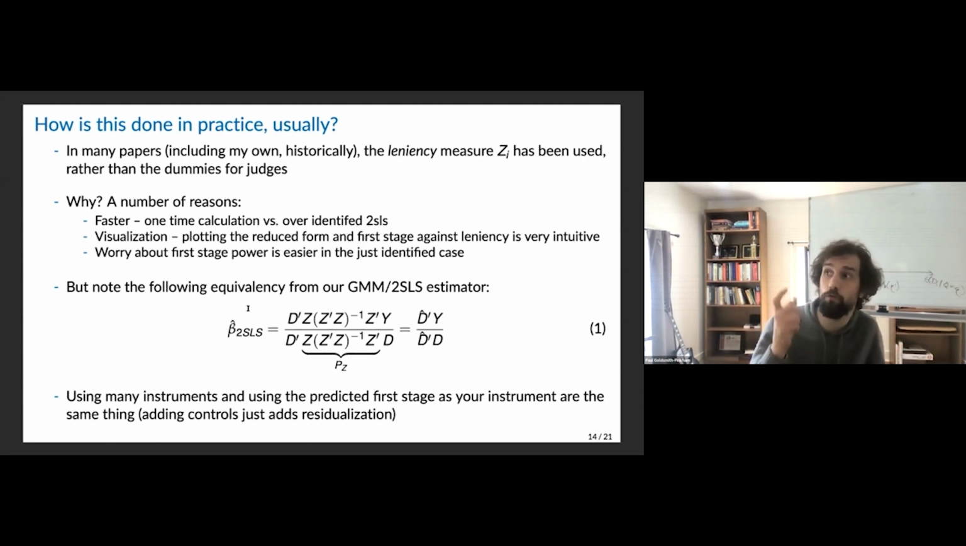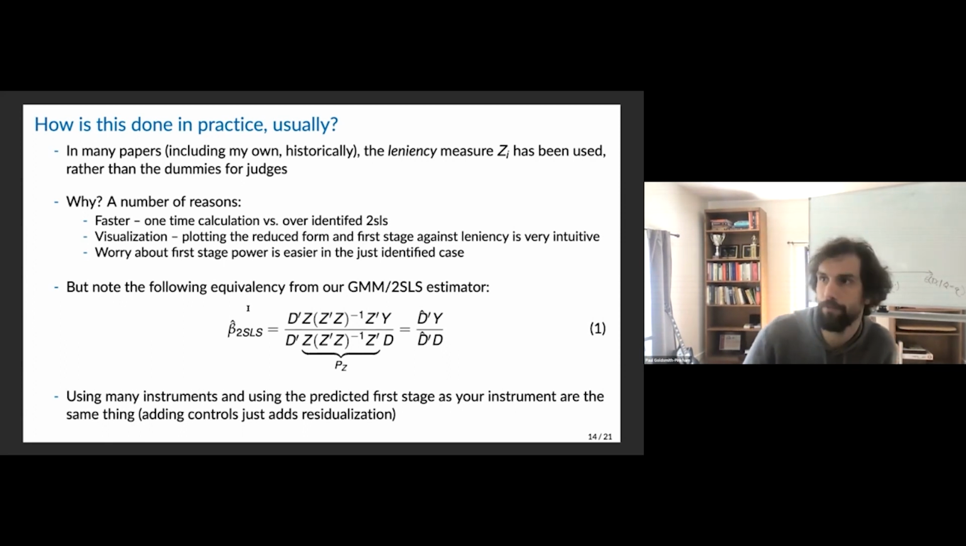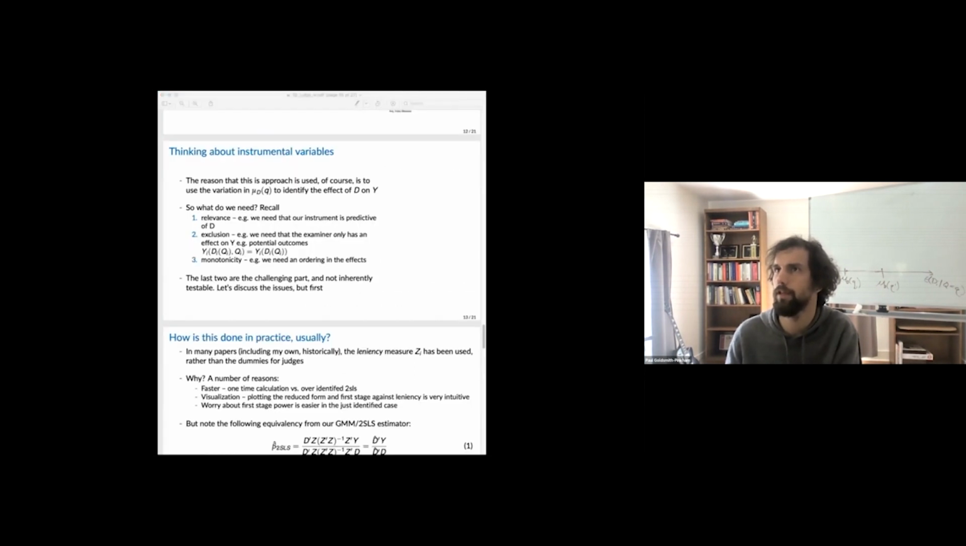So plotting the reduced form and first stage against this leniency measure was very intuitive. You were just saying, let me look at the outcome, the bin scatter of this against my leniency measure. And it was really easy to show how these things lined up. Let me actually show you an example. I didn't put this in the slides, but let me show you what that looks like.